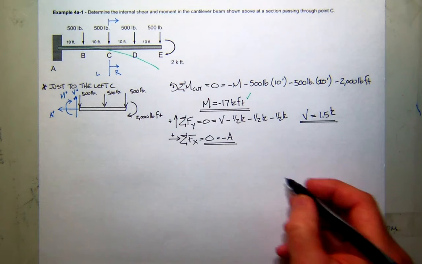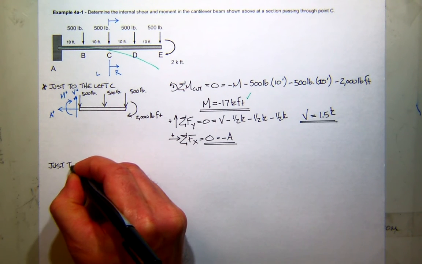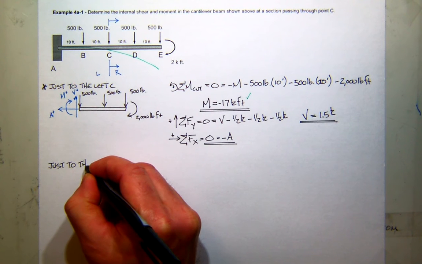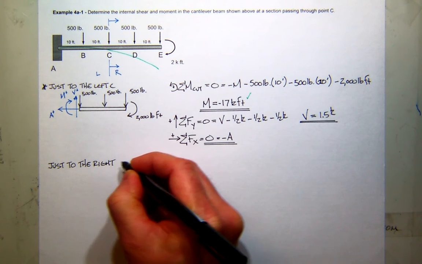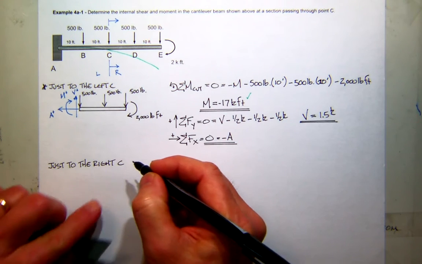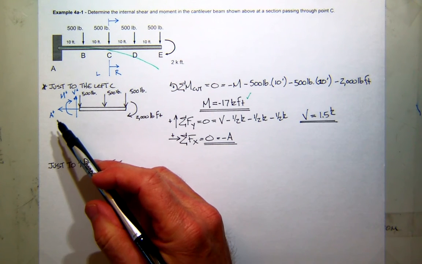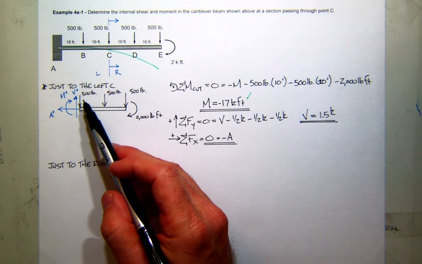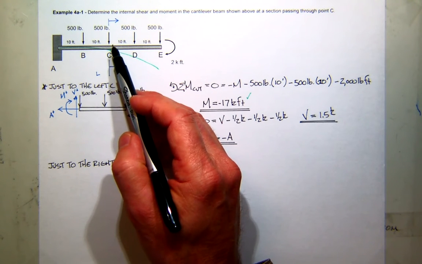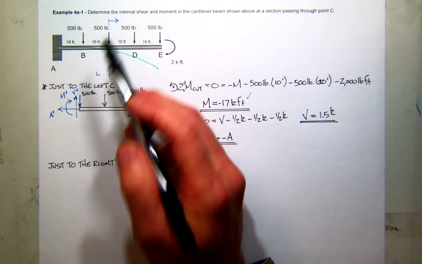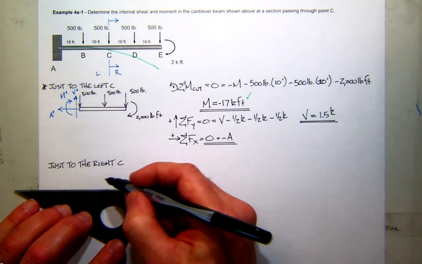So what happens if I go just to the right? My free body diagram looks exactly the same except for this force right here, because now I'm on the right side of C, so I don't apply the 500-pound force. Everybody see that? So I'm going to redraw my diagram.